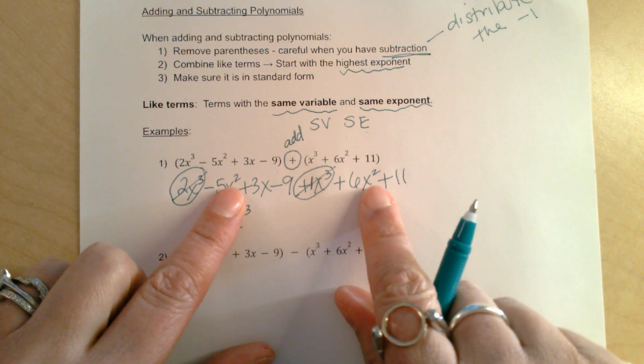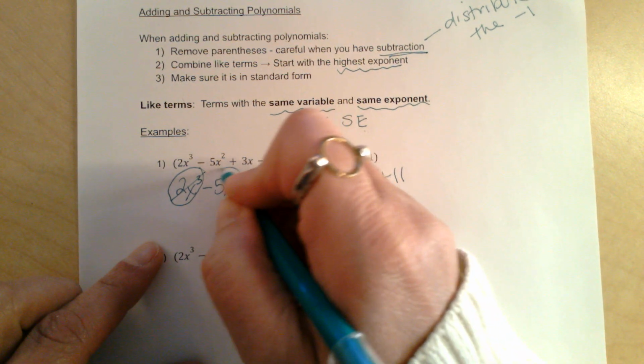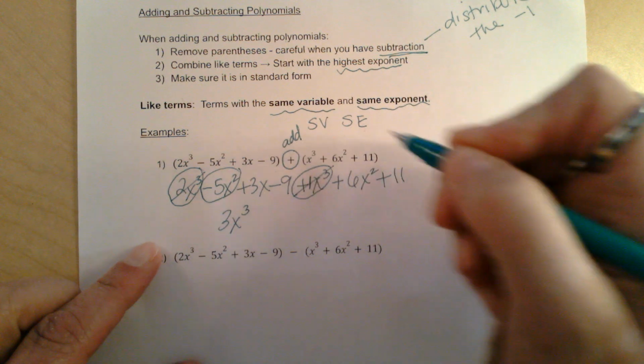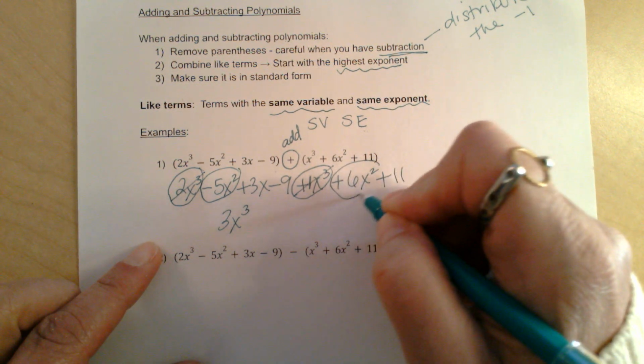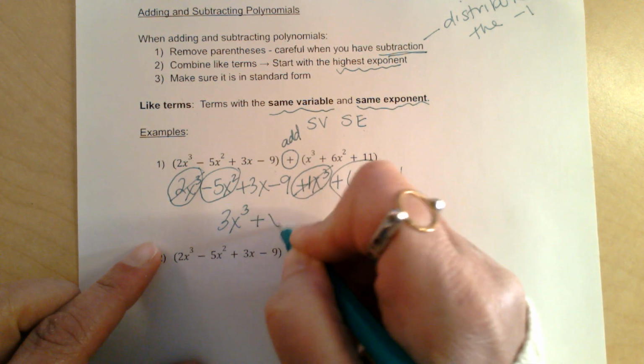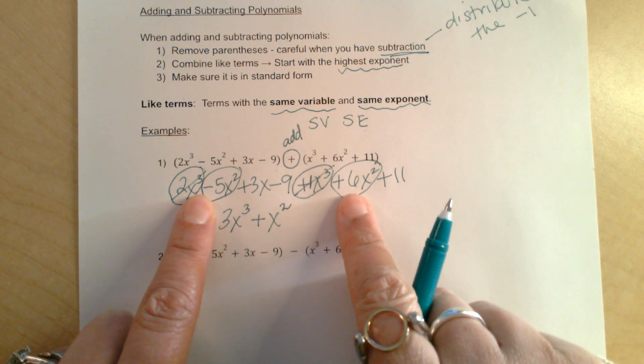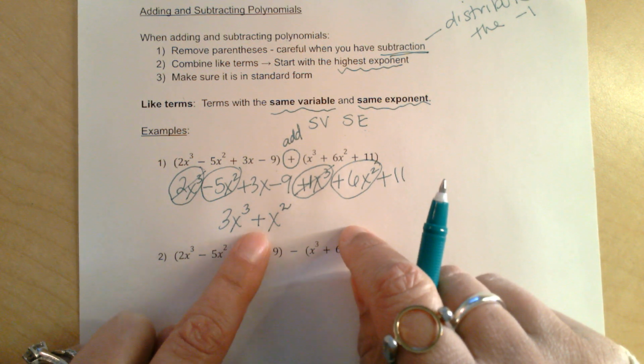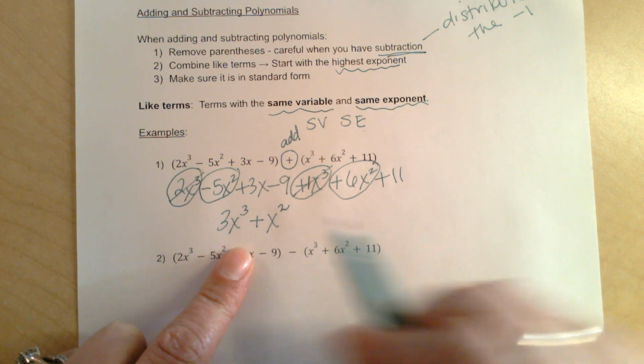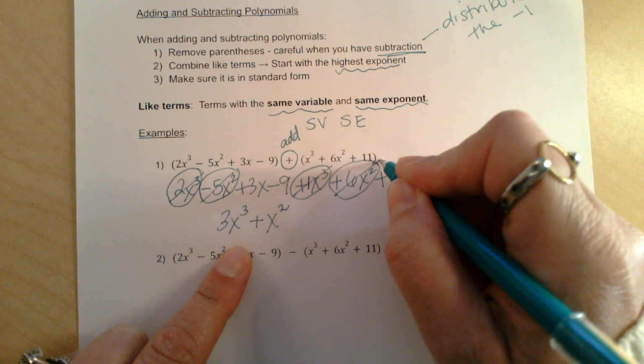All right, the next highest I see is a square. So I'm going to circle this. So this is now negative 5x squared plus 6x squared, and that's going to give us a plus 1x squared because negative 5 plus 6 is positive 1. That's what I wrote. And so it's positive 1x squared. Get to cross it out.